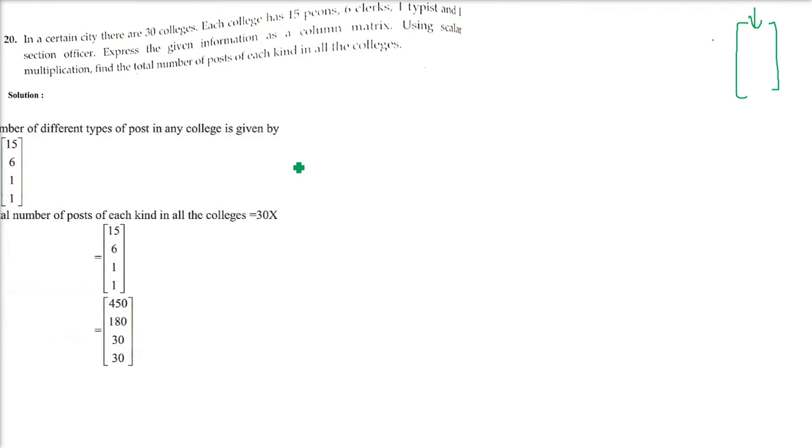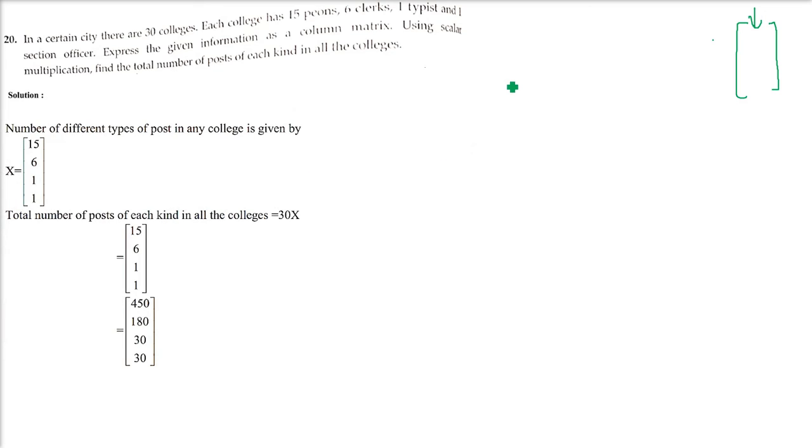So there will only be one column. There will be no 2 columns. Rows can be any number. Since it is being asked that we have to find out the total number of posts, that is for 30 colleges, we'll do it later. But we'll just make a column and write all the values which are given.